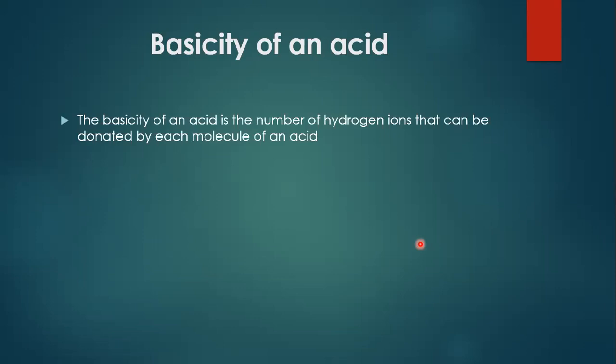Now, the basicity of an acid is the number of hydrogen ions that can be donated by each molecule of an acid. So you have HCl. How many hydrogen ions can be donated by HCl? 1, because it has 1 hydrogen ion there. H2SO4 has 2 hydrogen ions there, meaning that it can donate these 2 hydrogen ions.